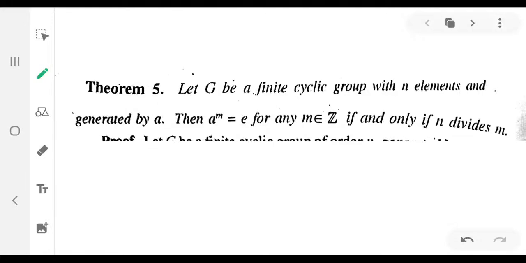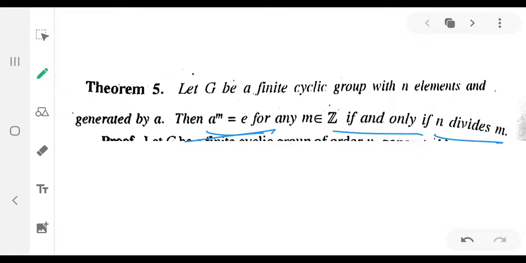നമ്മൾ തിയറം ആണ് പഠിക്കാൻ പോണത്. Theorem number 5. Let G be a finite cyclic group, and it is generated by A. Then A raised to M is equal to E if and only if N divides M.